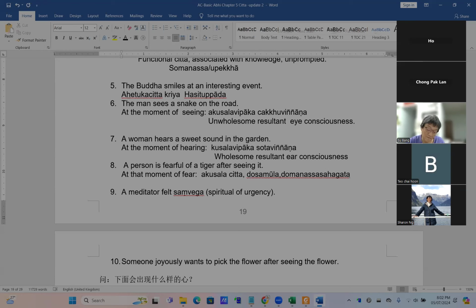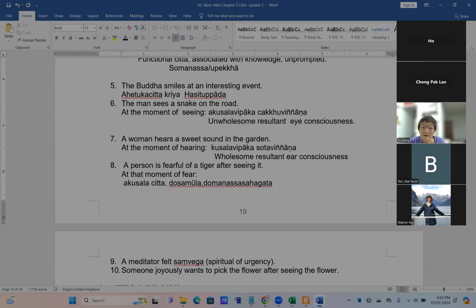So dosa mula and domanasa sahagata. Is it prompted or unprompted? You have to think about that. Does it appear spontaneously, or does the fear arise automatically? So how do you call this? Asankarika. Yes, spontaneously, automatically, so we call it asankarika. So unwholesome consciousness, dosa mula, associated with hatred, unpleasant feeling, then asankarika. Okay, next one.